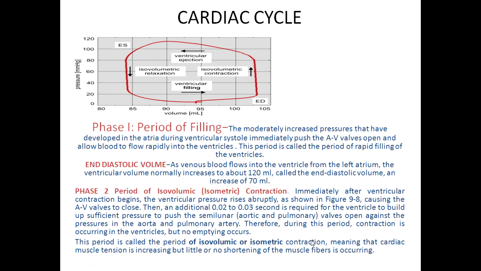Here what is happening: an additional 0.02 to 0.03 second is required for the ventricle to build up sufficient pressure. So here, once the pressure develops in the ventricle, what is it doing? The first step is the AV valves closing. Okay. So only after that will the semilunar valves of the aorta or pulmonary artery open.